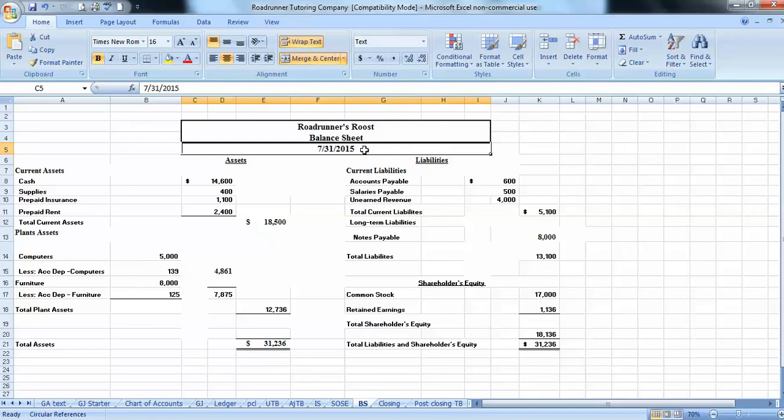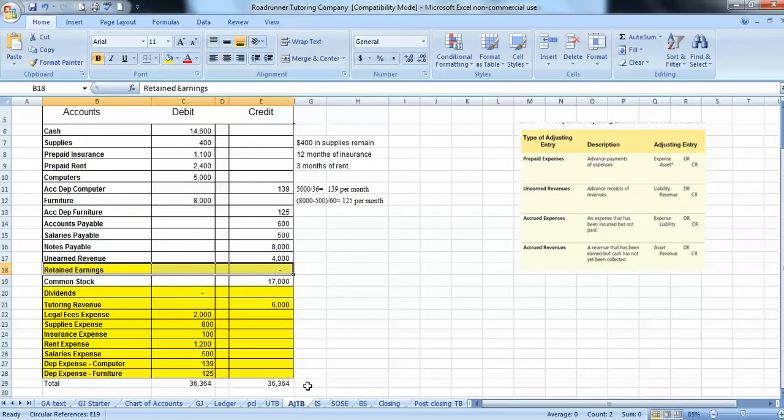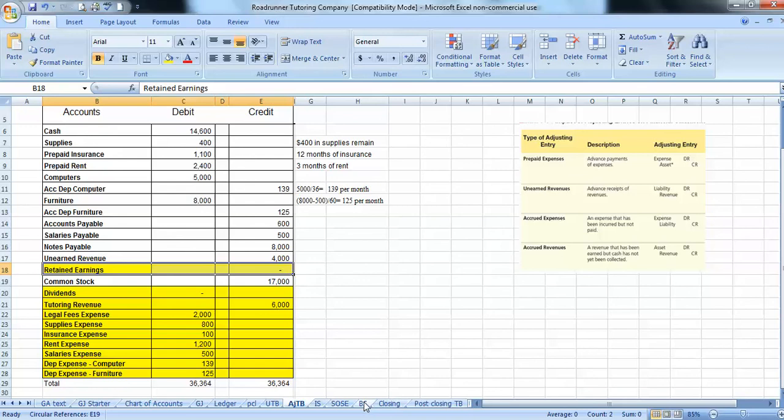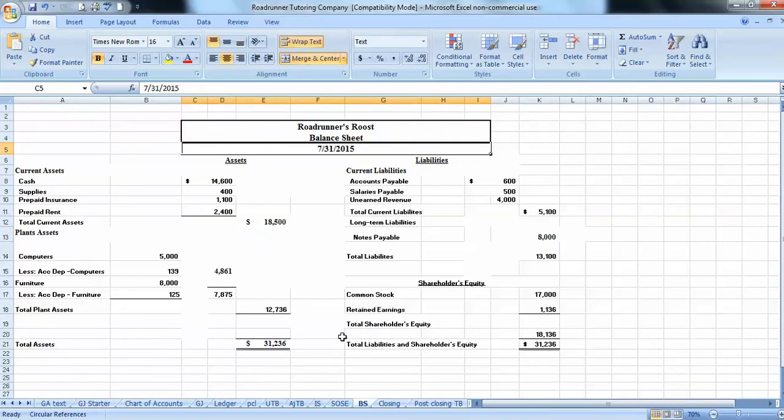So you need to be looking at this in your book and really understanding how a properly prepared balance sheet is made. And this balance sheet was created out of our adjusted trial balance. We took the assets and the liabilities, rolled over that retained earnings from the statement of retained earnings, added in the stock, common stock, and that gave us our classified balance sheet.